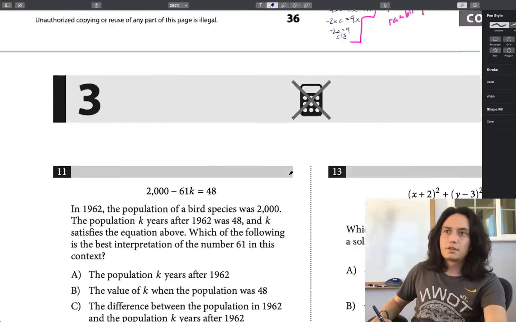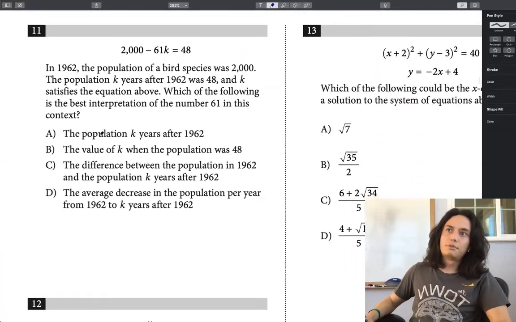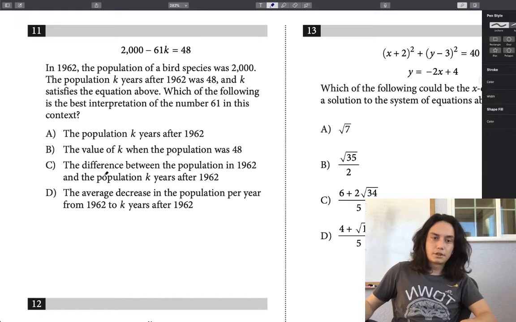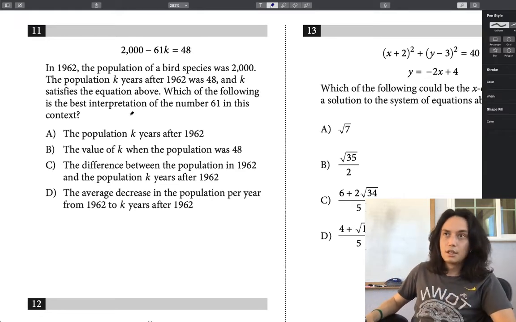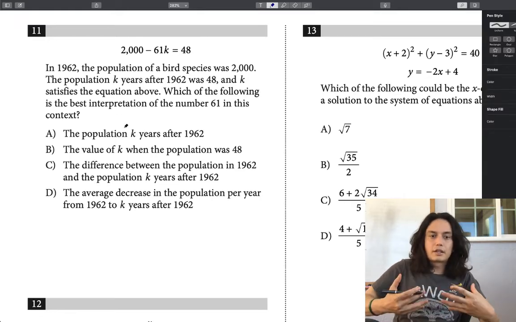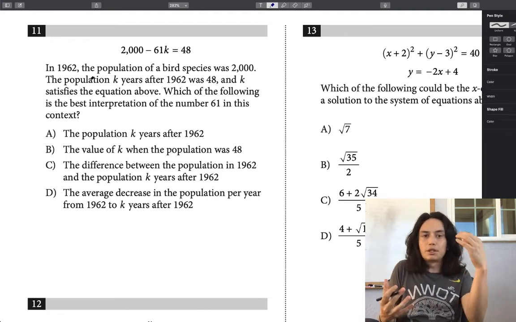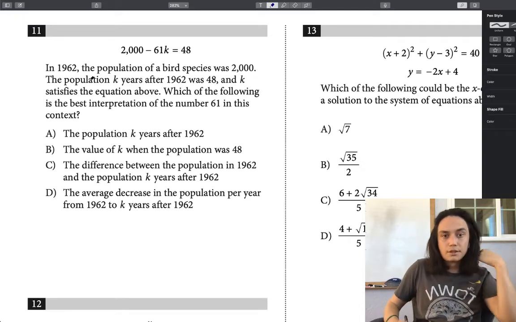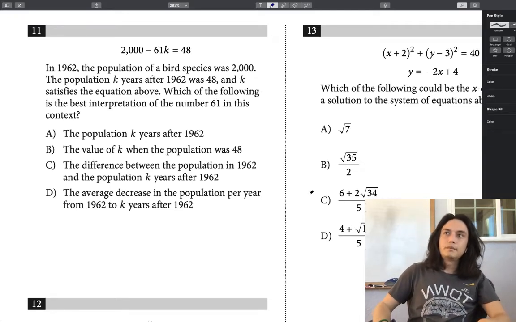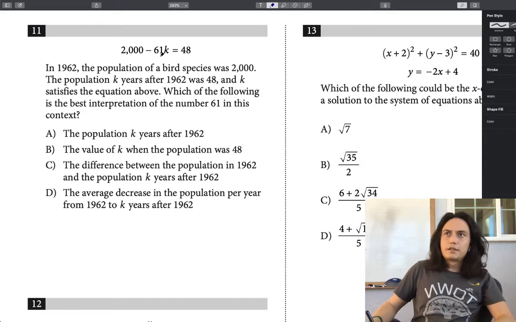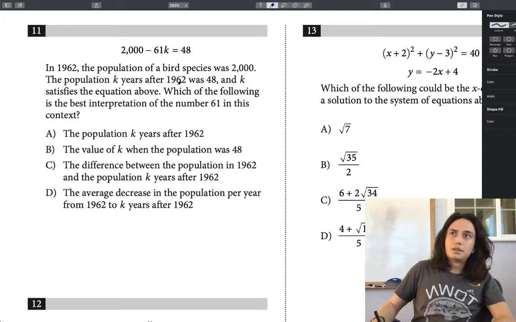Well, here, in question 11, because all the answer choices are in English, they're about the English language meanings of things, we need to care about the actual English language meanings of what's going on. We want to conceive of the situation in the real world that this equation is meant to model. The cool thing is that this is a linear equation. It's actually even in y equals mx plus b form. This is y equals, here's mx, plus b.